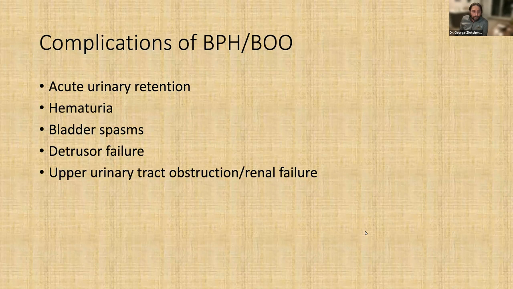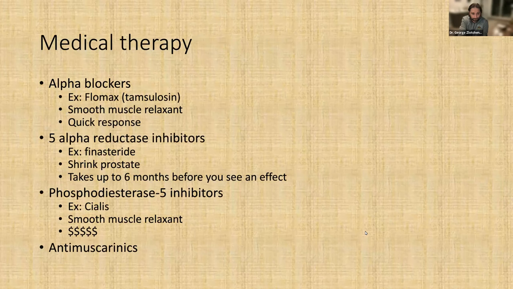Some complications of BPH or obstruction, which is BOO: acute urinary retention, hematuria, bladder spasms, detrusor failure, upper urinary tract obstruction and renal failure, like hydronephrosis. I'm sure you've probably seen those patients and sometimes place nephrostomy tubes in them or a suprapubic catheter. So BPH can be pretty severe. It's not just an annoyance for some patients.